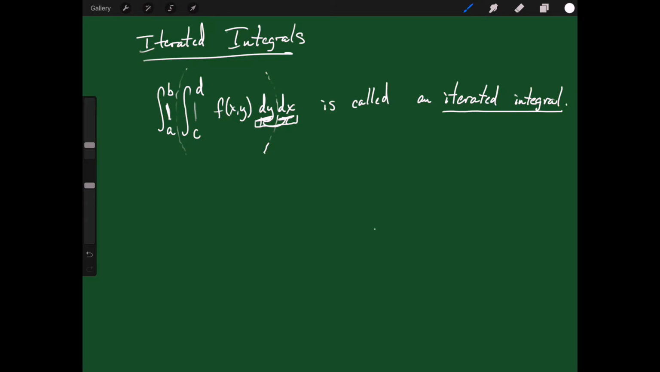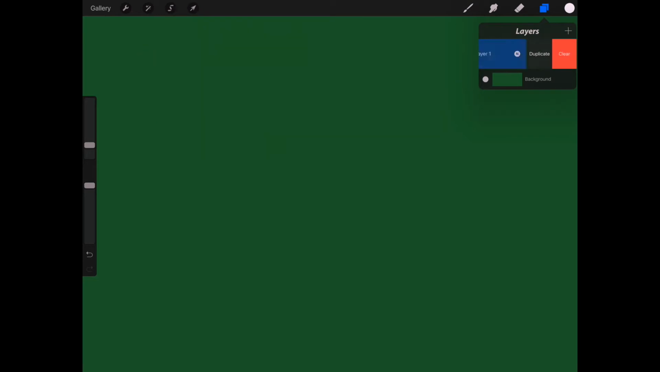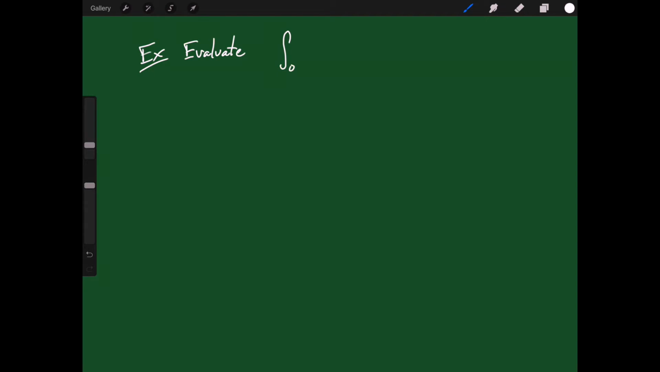Okay, so let's do an example of one of these so you can kind of see how it works. So let me erase real quick, and I'll do an example. So let's evaluate the iterated integral from 0 to 3, and then from 1 to 2 of x squared y dy dx.